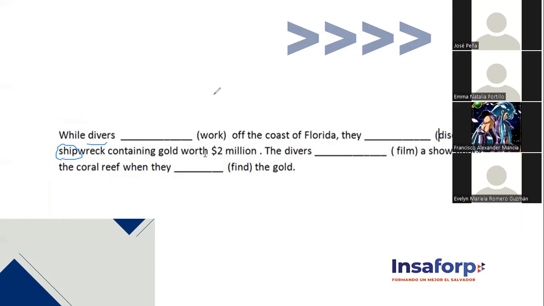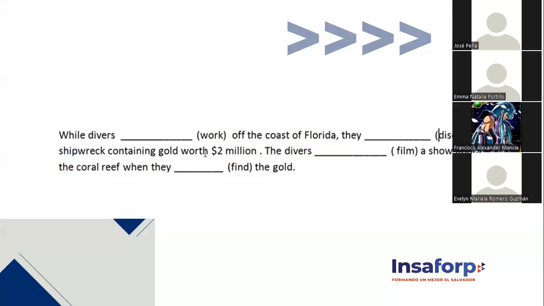While divers were working off the coast of Florida, they discovered a shipwreck containing gold worth $2 million. The divers were feeling ashamed about the coral reef when they found the gold. Okay, thank you so much. Very good, exactly, that's the answer. While divers were, right, working, and then as you said, they discovered.